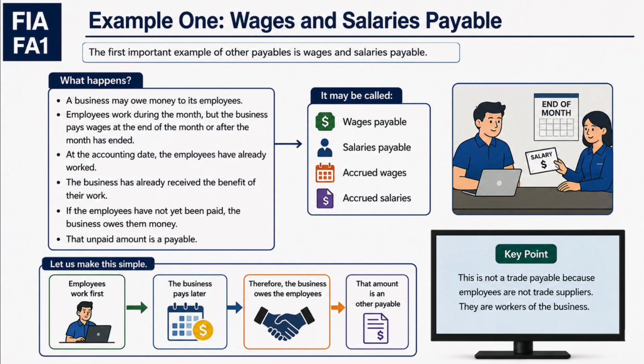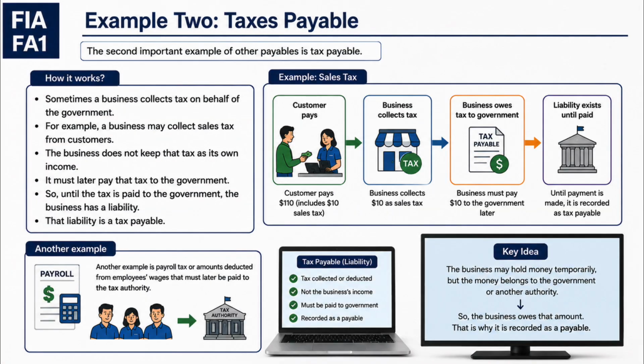Let us make this simple. Employees work first. The business pays later. Therefore, the business owes the employees. That amount is an other payable. This is not a trade payable because employees are not trade suppliers. They are workers of the business.